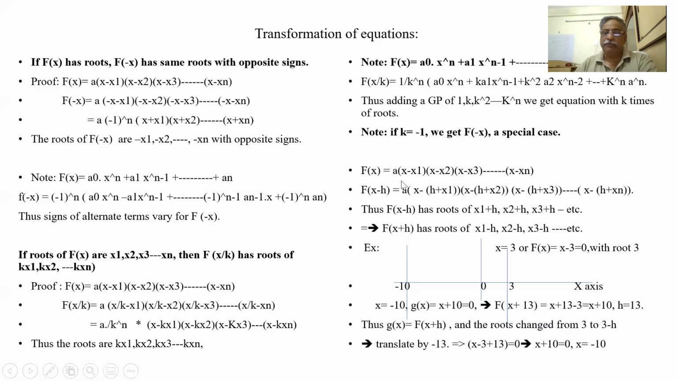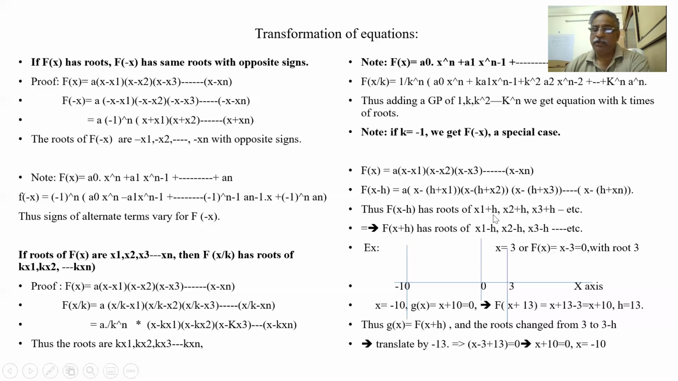So let us see another one. Suppose this is the f of x, general form. x minus x1 and x minus x2 and x minus x3, these are the roots. A is the leading coefficient. So what is f of x minus h? In place of x, I am putting x minus h. So x minus x1 plus h, x2 plus h, x3 plus h. So the roots have become x1 plus h, x2 plus h, x3 plus h. So I have f of x minus h. So if I want roots increased by h, say plus 4, plus 5, plus 6 of the roots of this, then I have to put f of x minus a.